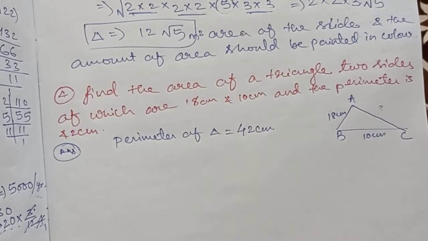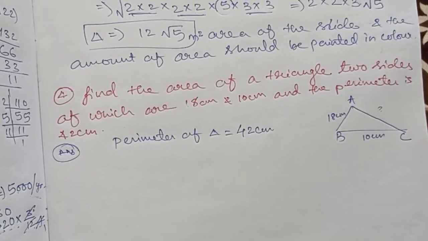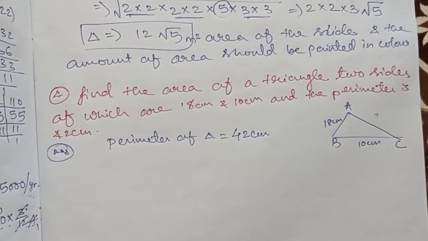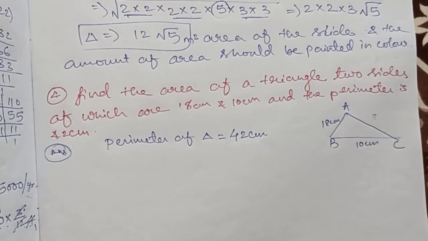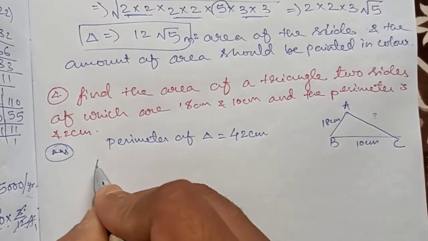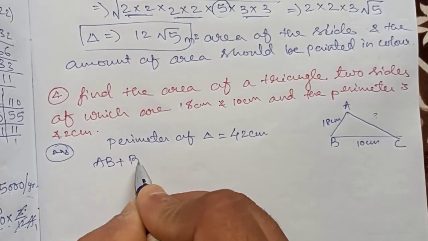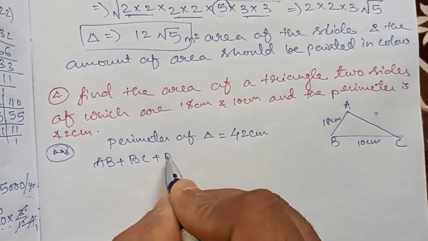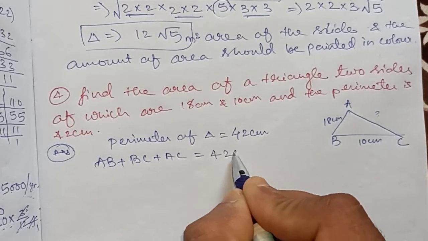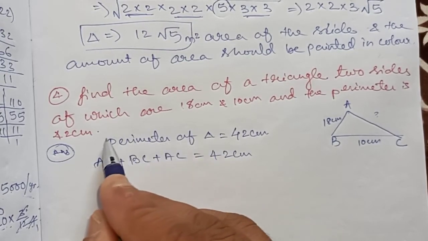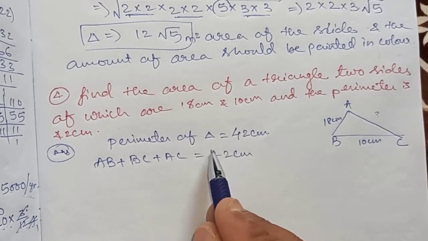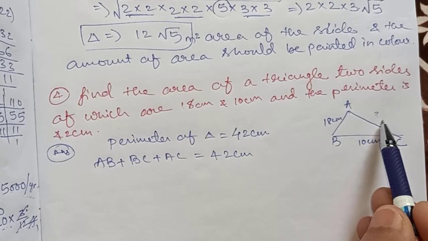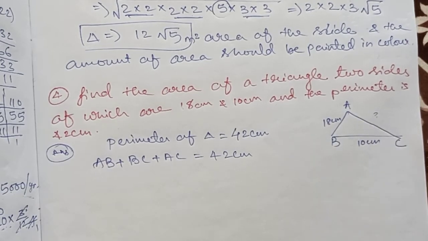Okay, so what is the formula for the perimeter of a triangle? I already taught you that the sum of all the sides is the perimeter of a triangle. So sum of all sides means AB plus BC plus AC equals 42. In place of perimeter of triangle I wrote the formula AB plus BC plus AC equals 42 centimeter. When we add all the three sides we will get exactly 42 centimeter.